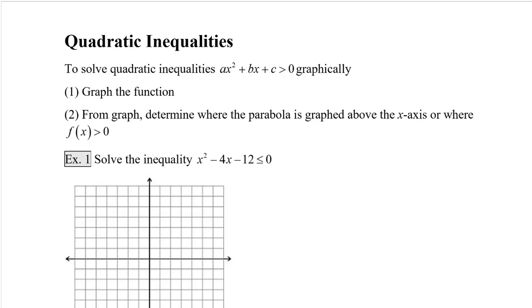To solve quadratic inequalities, ax squared plus bx plus c is greater than 0 graphically, we would graph the function and then from the graph determine where the parabola is graphed above the x-axis, or in other words, where f of x is greater than 0. So example 1, we're going to use this method to solve the inequality x squared minus 4x minus 12 is less than or equal to 0.